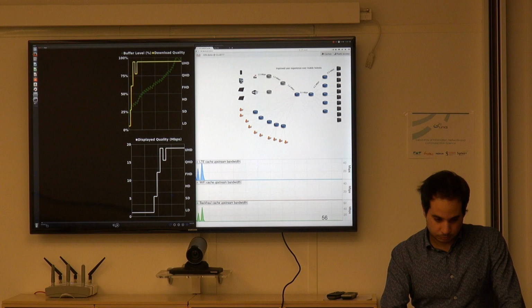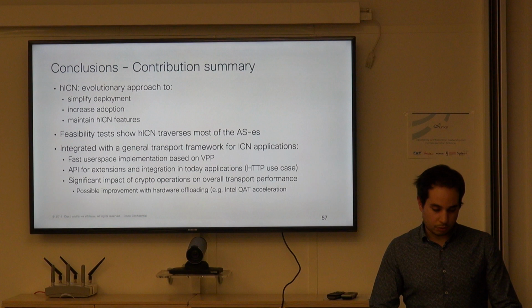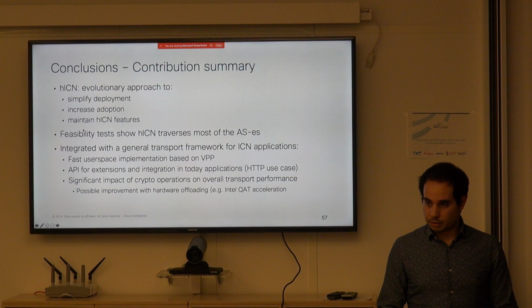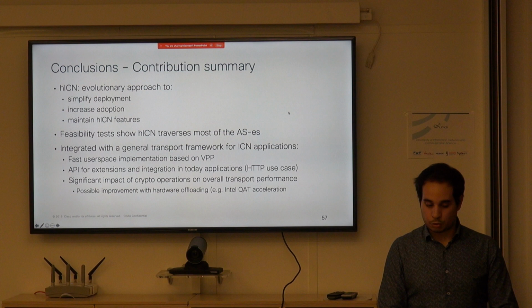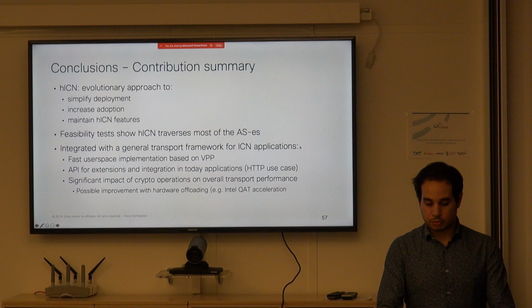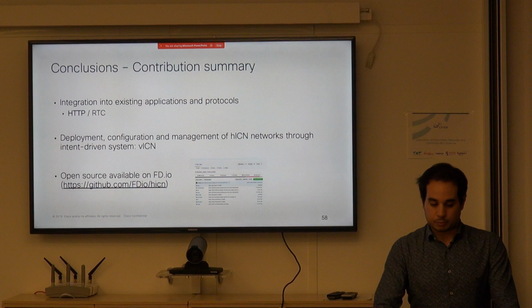Okay. So as a conclusion, the problem statement at the beginning gave four problems, which we solved in the following manner. For deploying ICN to the existing internet, we designed HCN, which is a nice way to remap ICN into IP. And we tested it, and we showed we were able to traverse most of the tunnel systems at the time. We also integrated this deployment into the endpoints using an ICN transport, which I presented in the second part of the presentation. And we use this transport for enabling HTTP to run on top of HCN.